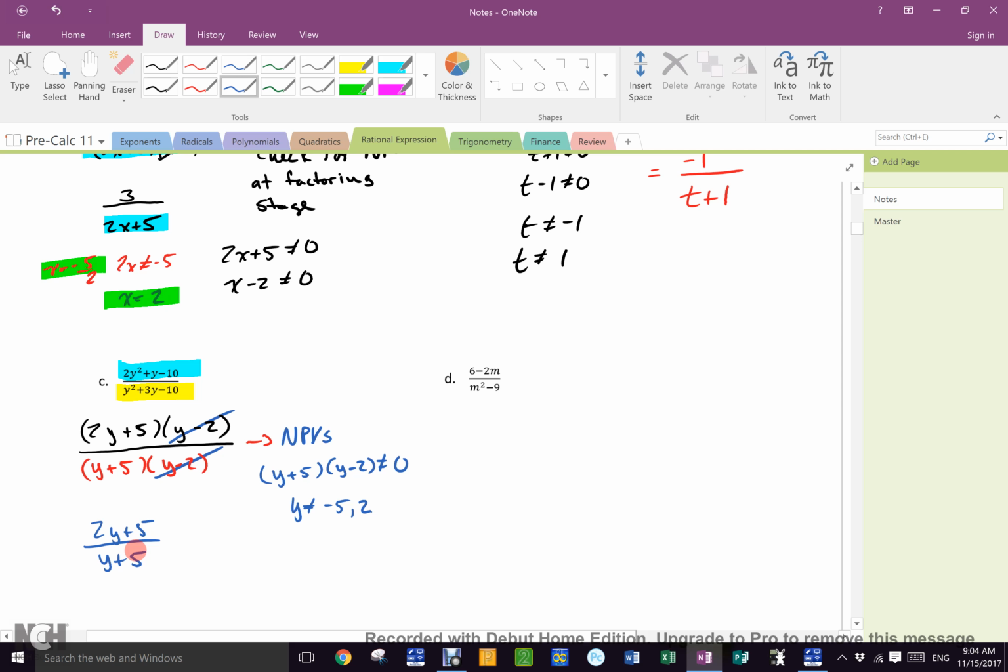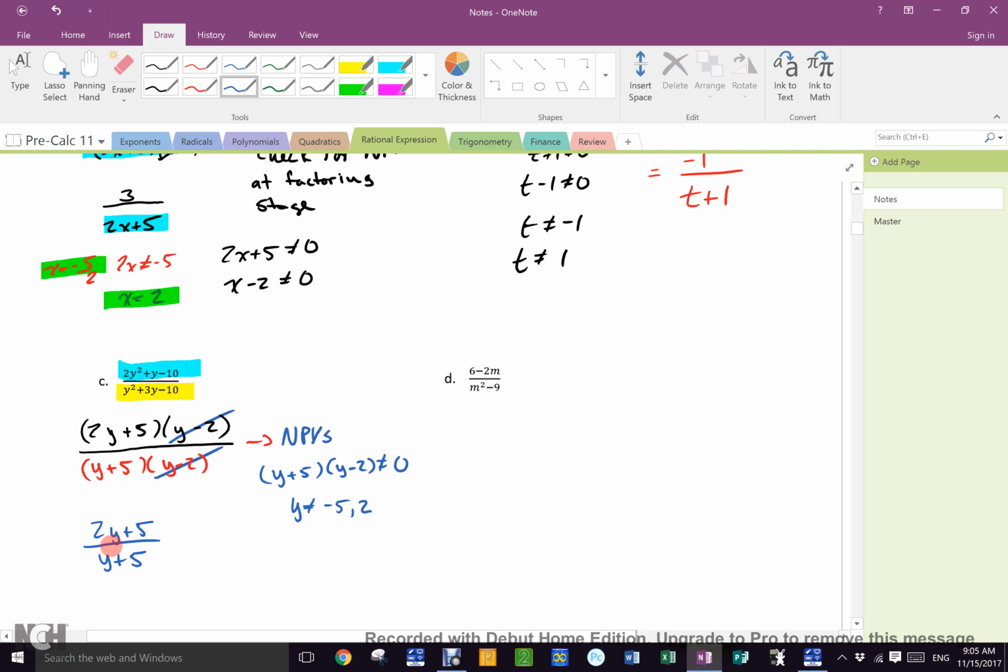If y is 5, what's 2 times 5 plus 5? 15. If y is 5, what's on the bottom there? 10. So this, if y equaled 5, would be 15 over 10, wouldn't it? Which would be 1.5, correct? Okay. If I cancel those, what's left? Is 1.5 2? So can I cancel those? No. Here's why. That's the one reason why. But the real reason is this isn't factored, is it?